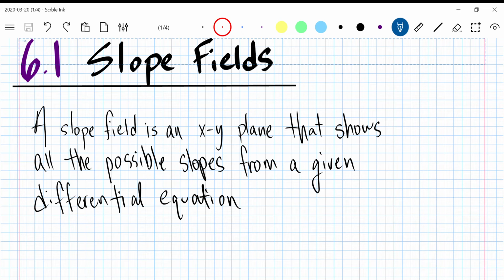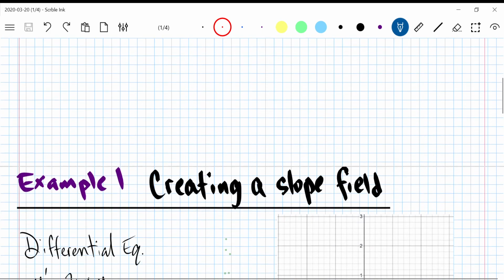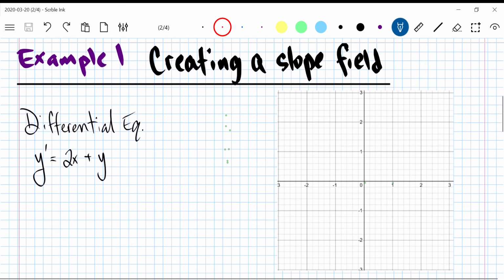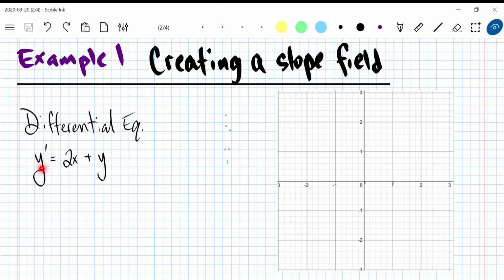So let's start by making one. I've got an example here: y prime is 2x plus y. What that says is y prime is the slope, the derivative. So our slope comes from 2 times the x value plus the y value. Some differential equations can be a lot more complicated, some can be simpler. Basically, they're all just going to have x and y values that you plug in to come up with the slope. And that's what we're going to do together.